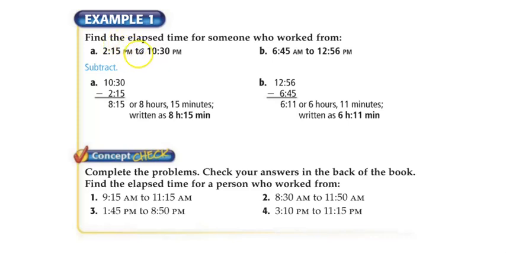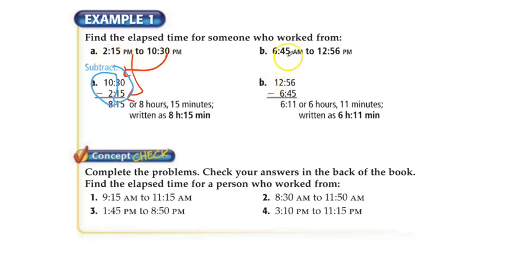So let's say you work from 2:15 to 10:30, okay? The latest time, subtract the earlier time. So you can see they did 10:30, subtract 2:15. It's really important when you're doing this that you are looking at this as the minutes and these as the hours, kind of as two separate problems. 30 subtract 15 is 15. 10 subtract 2 is 8. So it'll be 8 hours and 15 minutes that went by from 2:15 to 10:30.